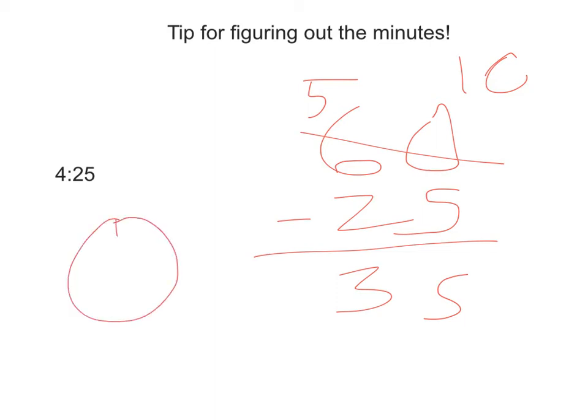Another thing you can do is you can draw yourself a little clock. So we got 12, 1, 2, 3, 4, 5, 6, 7, 8, 9, 10, 11. We know that the 25 is right here. And now I'll just count by 5s until I get to the next whole hour. So 5, 10, 15, 20, 25, 30, 35. Either way, you're going to arrive at 35 minutes. Do whatever's best for you.